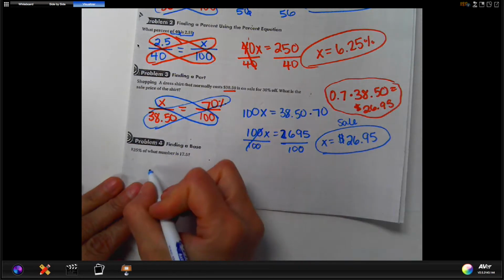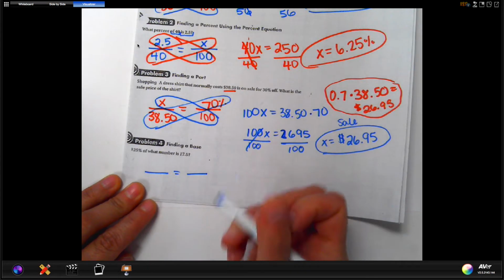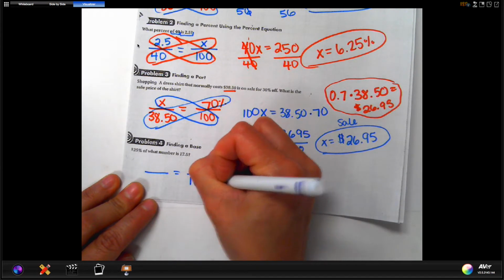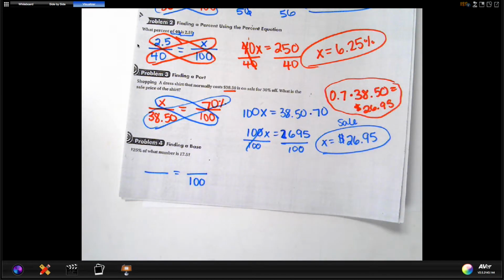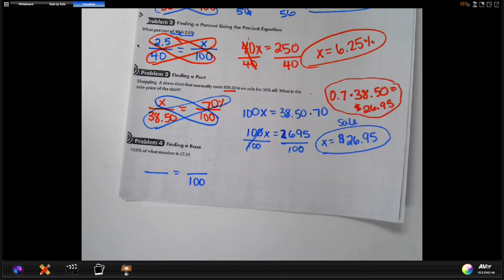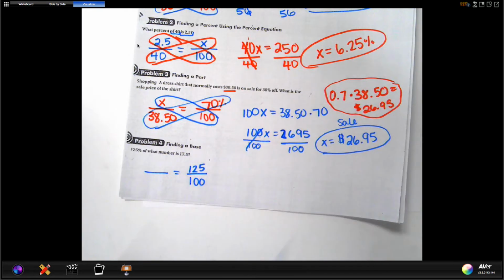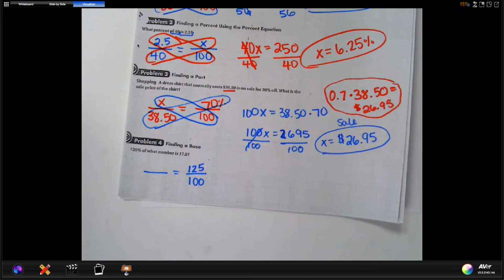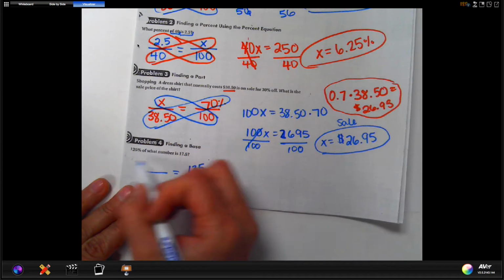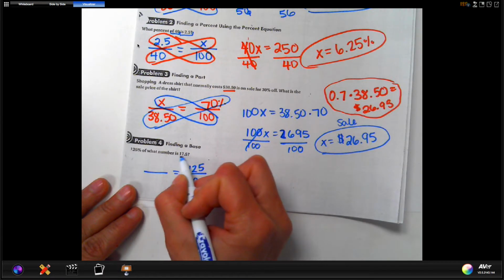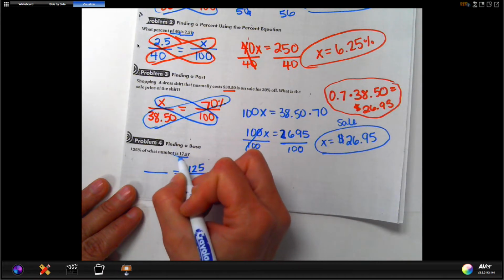Okay, so set up the skeleton again. 100 has to go in. Where does 125% have to go? Where does that have to go, Cody? On top of the 100, because the percentage always goes over the 100, even if it's 125. Okay, so that one's out, right? So 17.5 is closest to the word is.